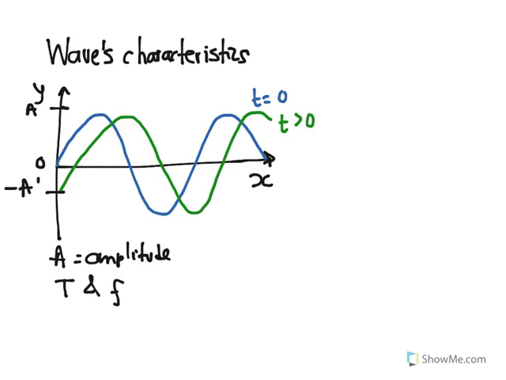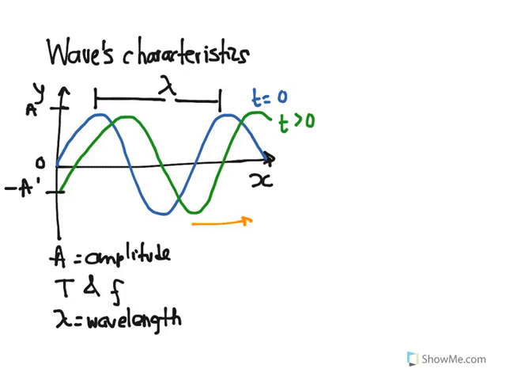But the x distance from crest to crest is called the wavelength. The wavelength. Now, of course, this is moving, for instance, towards the right or left. It could be moving with a velocity, and that is going to be the velocity of the wave.